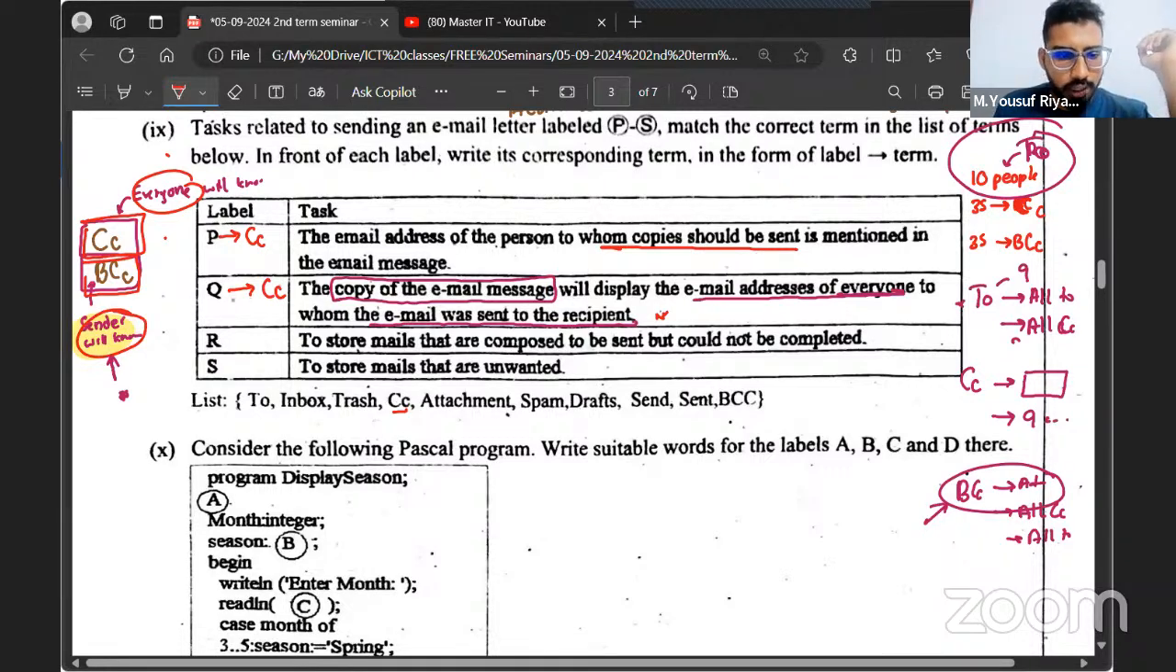The most fitting answer is CC, because they mentioned copy, and also they mentioned that it will display the email addresses of everyone. But the fun fact is, even the other option is talking about the same thing. Maybe in this situation, that's how we do it. So I'm going to mention it for both as CC.